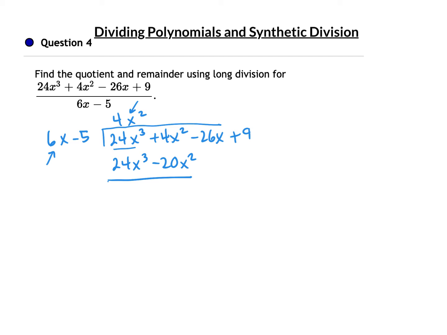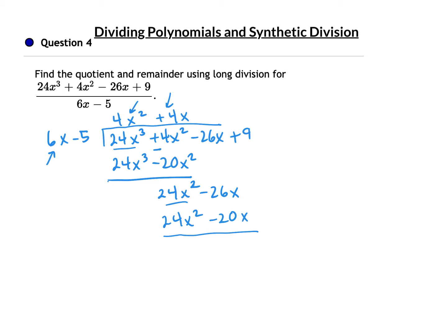Now subtract. 4x squared minus negative 20x squared is 24x squared. Bring down the minus 26x. 6x times something makes 24x squared. That would be plus 4x. 4x times 6x is 24x squared. 4x times negative 5 is negative 20x.